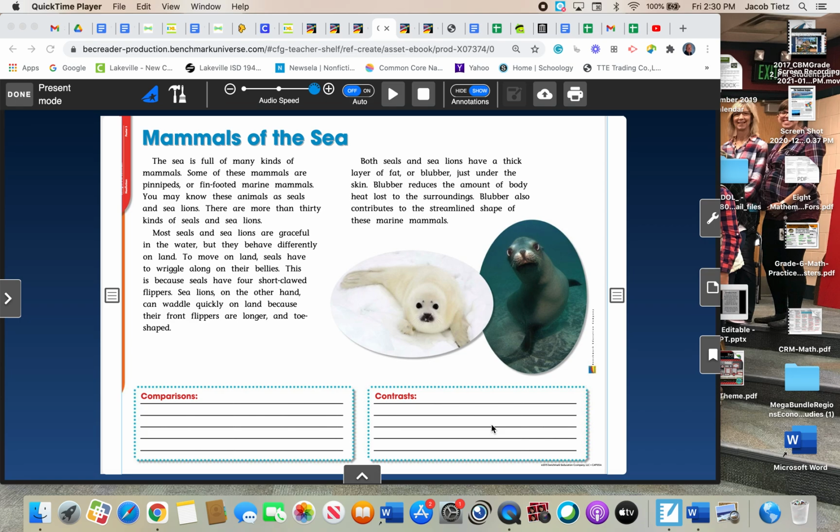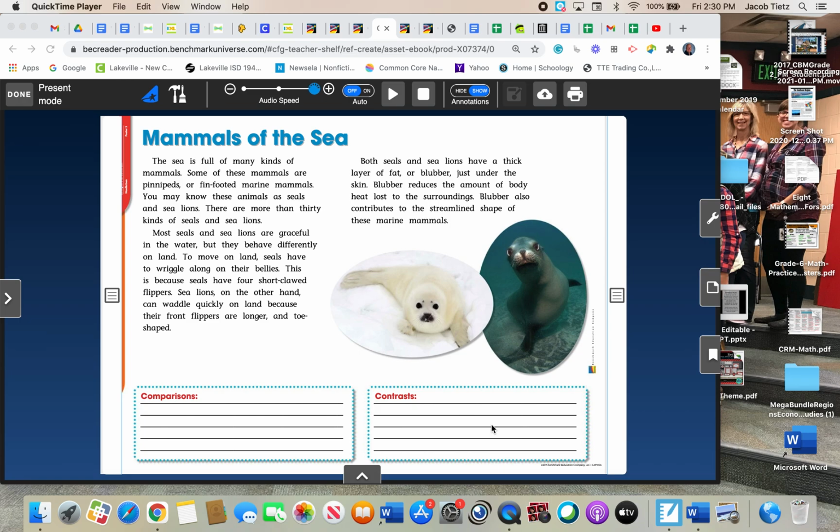One more thing to remind you of before I read this to you, and then we go over and look for the comparisons and contrasts, is that when you give the contrast information, make sure you give characteristics of the two things that you are contrasting. And I'll re-explain that again once we do that. Okay? So let's get started.